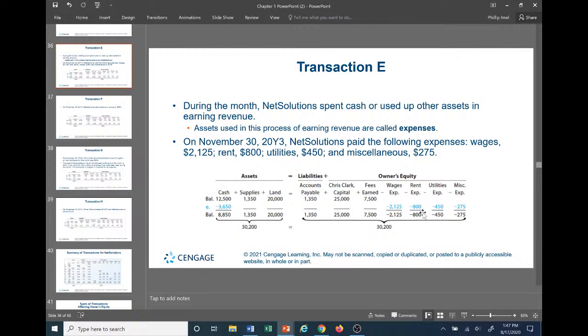The rent expense is going to reduce it by $800. Utilities expense by $450. Miscellaneous expense $275. This is just itemizing where the actual expenses go, how they're hitting against owner's equity. It's reducing owner's equity, but the same way the assets were reduced on this side in the cash account. So there we can see by reducing the owner's equity relative to the amount of cash that we reduced by Net Solutions paying the following expenses, we can see that our assets still equal liabilities plus owner's equity of $30,200. So we're still intact here in the formula.